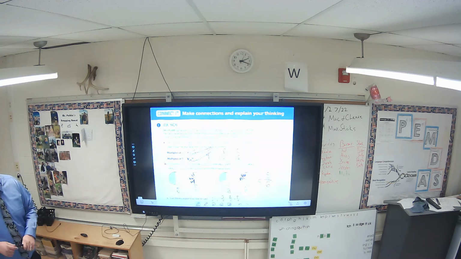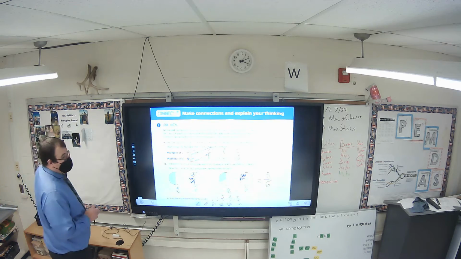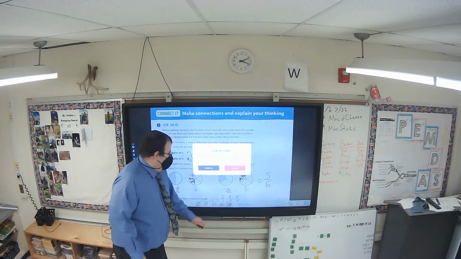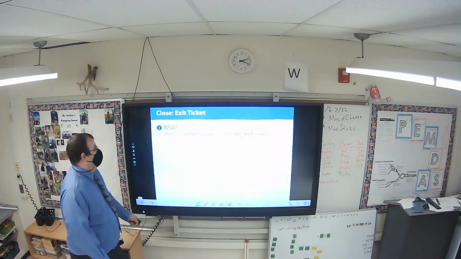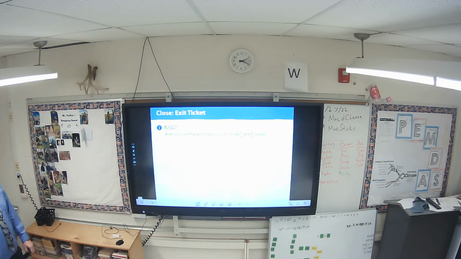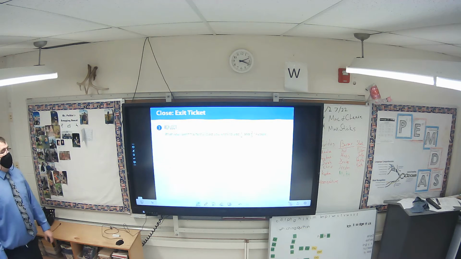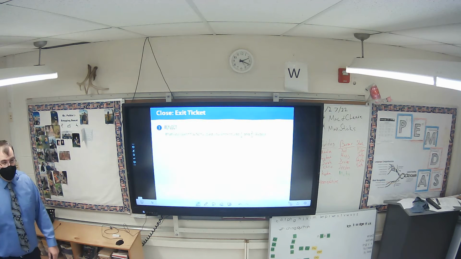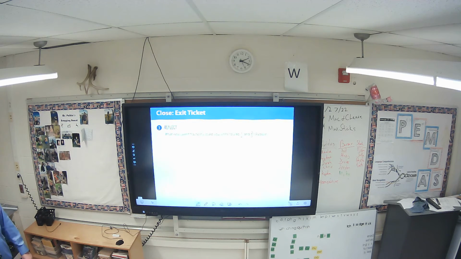Alright, we're going to keep working on this. This is a rather long unit. We'll keep going on it, alright? Now it's reflect. What equivalent fractions could you write to add 1/2 and 2/3? What other fractions could you possibly use that are equivalent to 1/2 and 2/3? What's another common multiple they have?